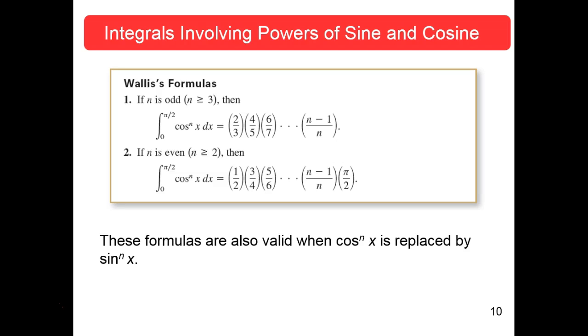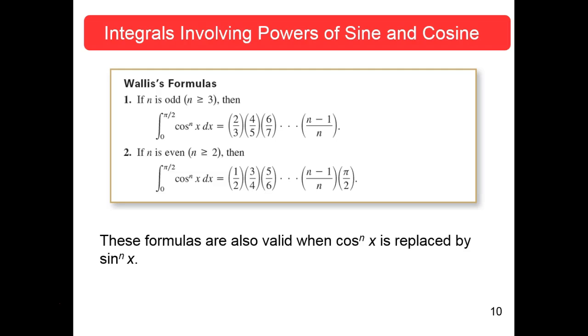that integral is going to be 2/3 times 5/4 times 7/6, all the way up to n minus 1 over n. You don't have a pi in this one. This one you do. And you just keep going through this process.